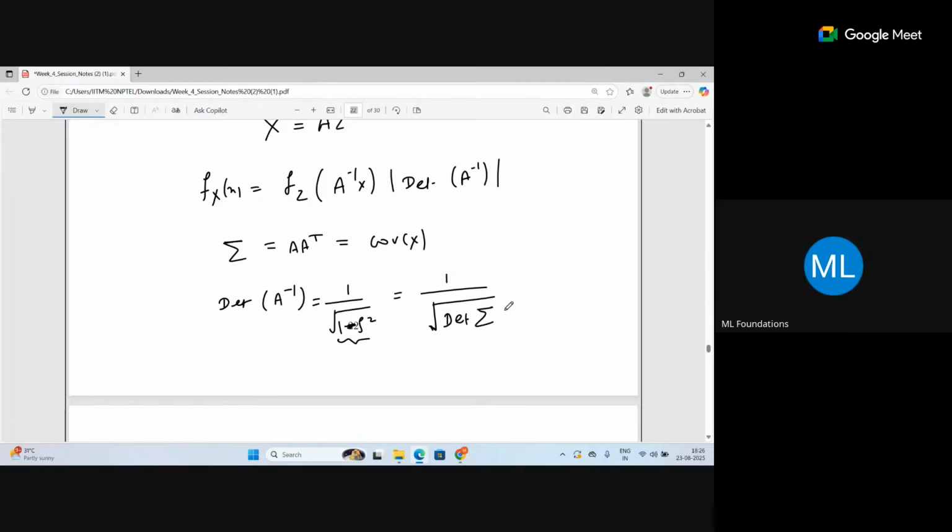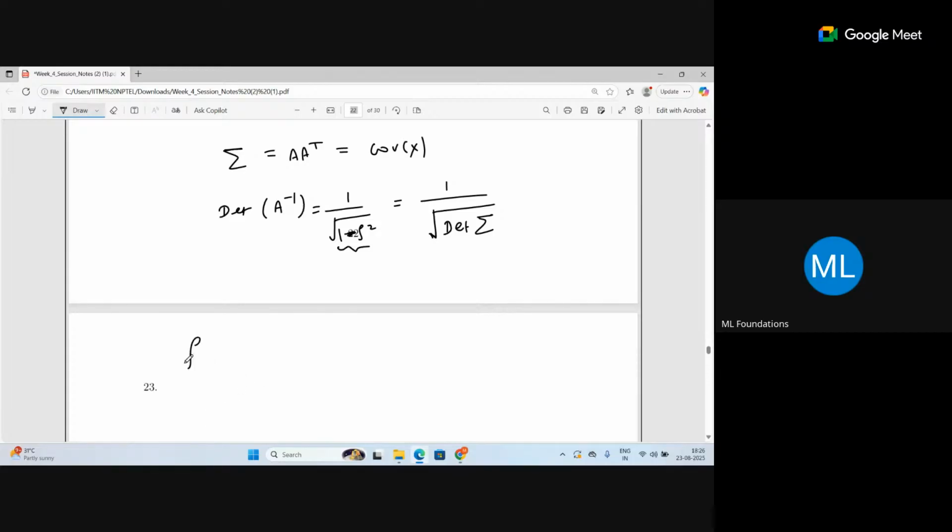So if I put that into the joint density, the joint density will become like this: f_X(x) equals 1 upon 2 pi, it's 2 pi because it's a joint density, times the square root of the determinant of sigma, into e to the power minus half x transpose sigma inverse x. Right? Fine. So this is what my density looks like.